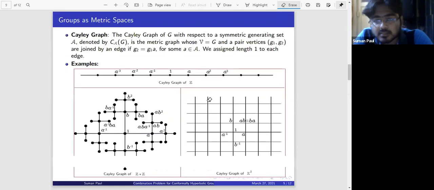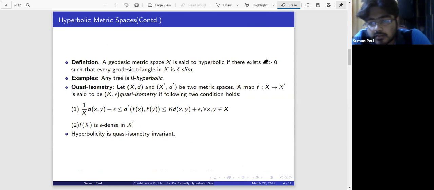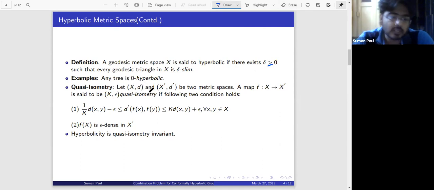Okay, there is a mistake, I think. Here it should be delta greater than 0. So that's why any tree is zero hyperbolic, and obviously the upper half plane is half log 3 hyperbolic, because these properties are taken from that space.